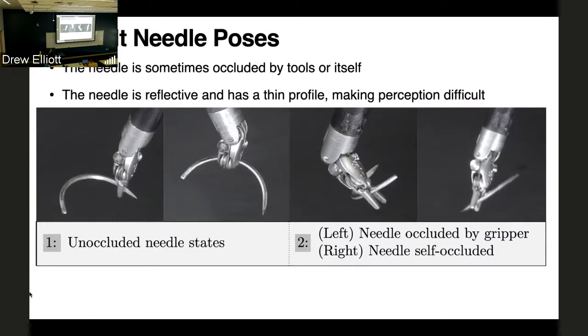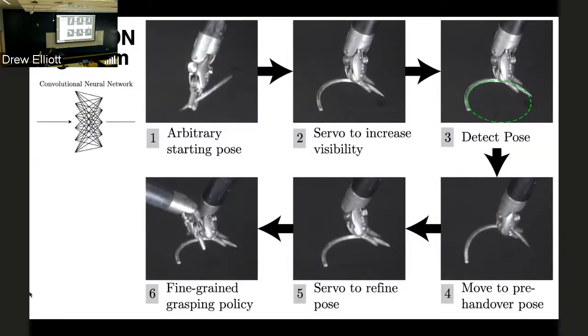And as you can see, there are different poses, but some of them are harder than others. The one on the far right is very difficult to model because the needle is end-on, and so you can't really see its 3D structure. So what we did was active sensing.